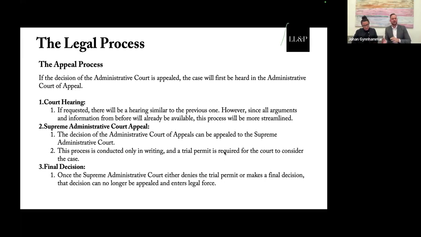And then you will also get a decision after that from the Administrative Court of Appeals. This decision can be appealed once more to the Supreme Administrative Court. But what you should know is that this is the last court you can appeal to, and the process here is different. It is only in writing, and it will also be needed that they give you a trial permit in order to even consider your case.